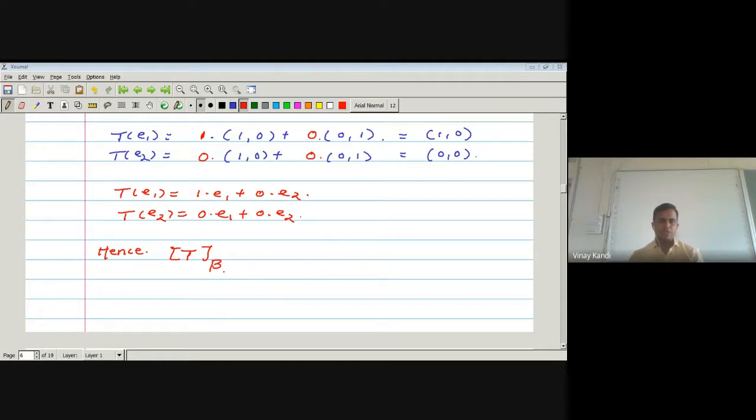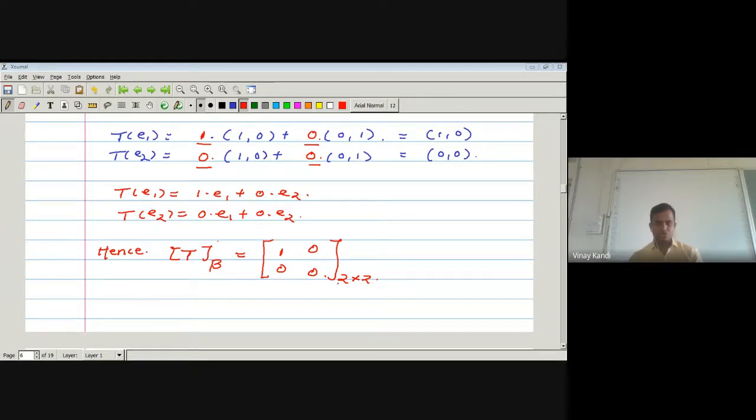here the domain and codomain are the same, so again we do not need to write the basis. So the matrix of T with respect to the standard ordered basis B is of order 2 cross 2. Now write this vector (1, 0) as a column. So this is 1 and 0, and this is 0 and 0, the second column. So this is the matrix of the linear transformation.